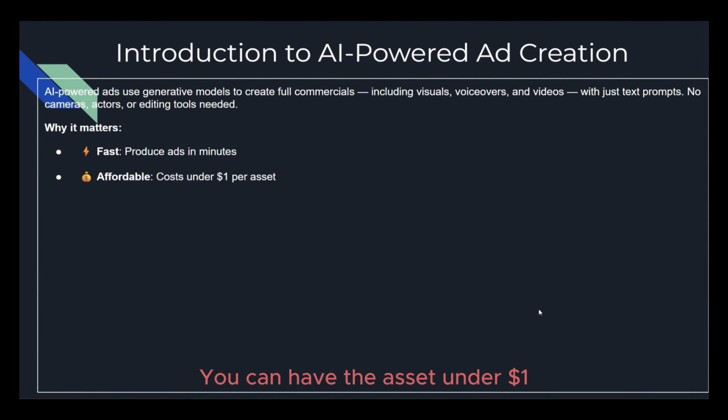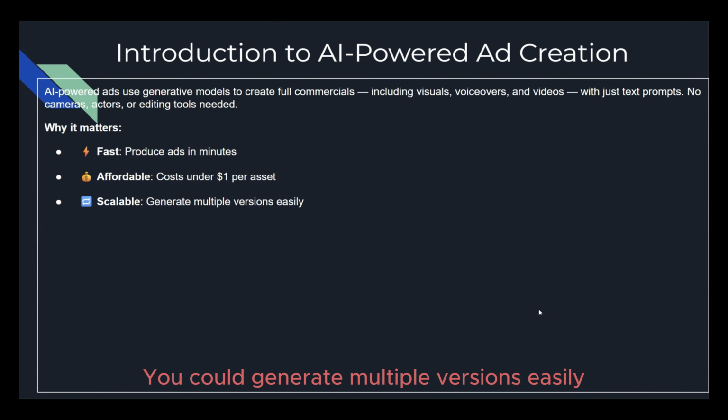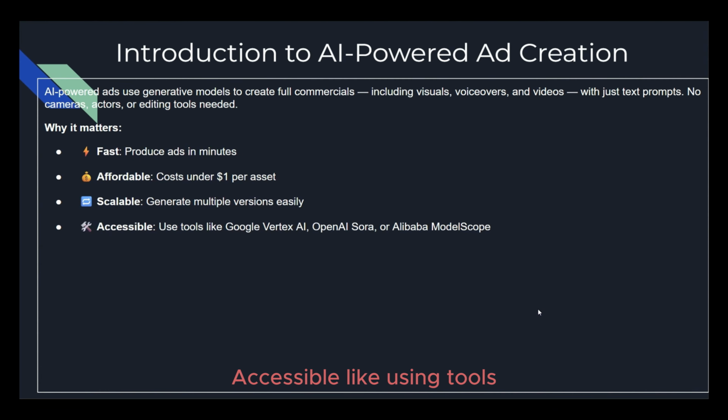You can have the asset under $1, and depending on the number of seconds, it could be around $10 to $12. They're scalable. You could generate multiple versions easily compared to hiring an actor or a studio, who may not be available for the schedule, so it's a time-consuming process. Accessible, like using tools, and I'll show using Vertex AI, but there are other tools available, OpenAI, Sora, Alibaba as well.